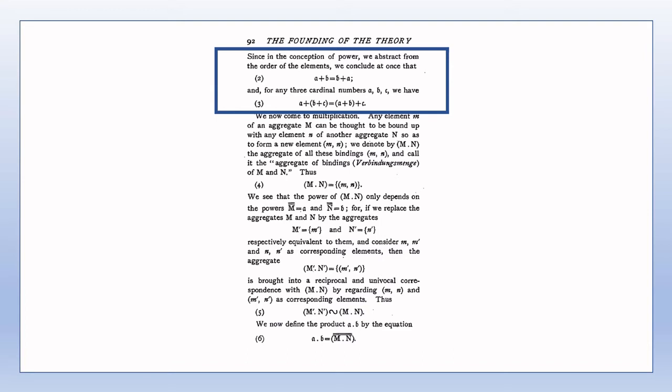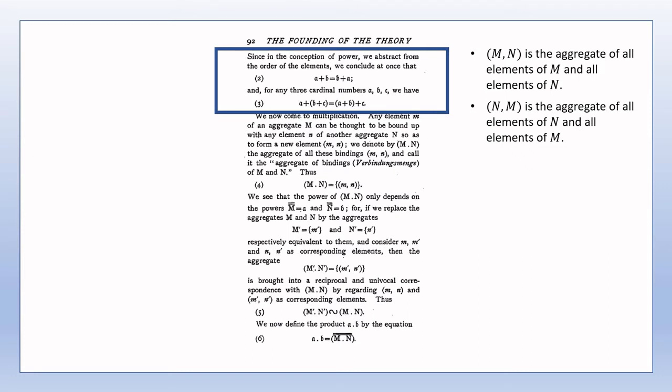Addition of cardinal numbers seems to be a commutative operation, this is point 2, and an associative operation, point 3. Point 2 can be seen almost immediately, since the union aggregate of m and n is the aggregate of all elements of m and all the elements of n. The union aggregate of n and m is the aggregate of all elements of n and all the elements of m. Recall that there's no ordering assumed on either of the aggregates, the union aggregate of m and n, or the union aggregate of n and m.